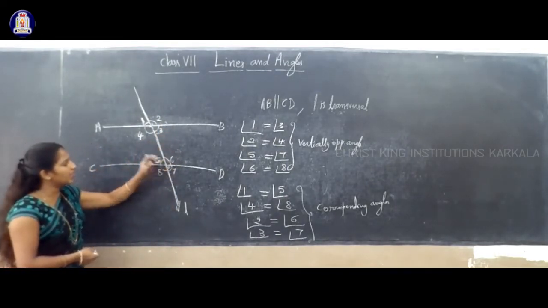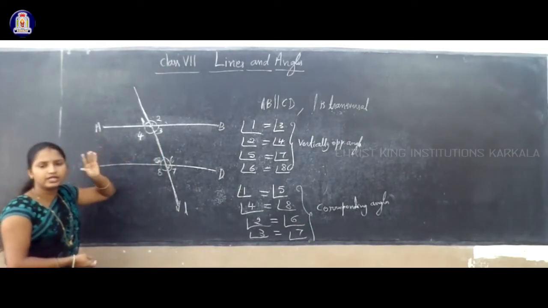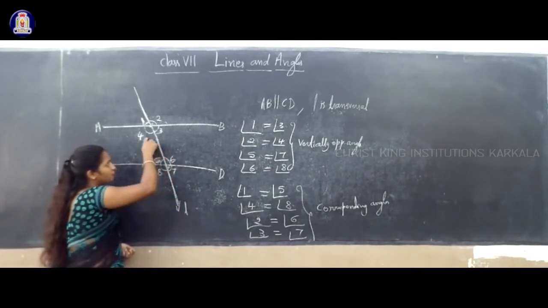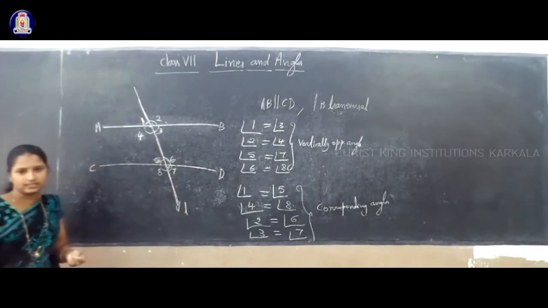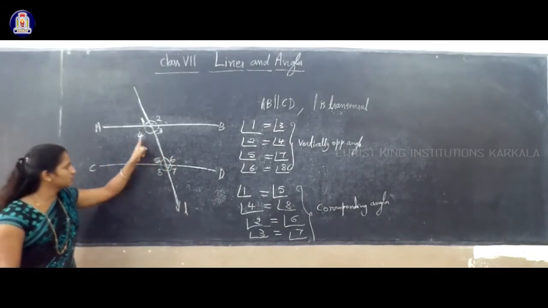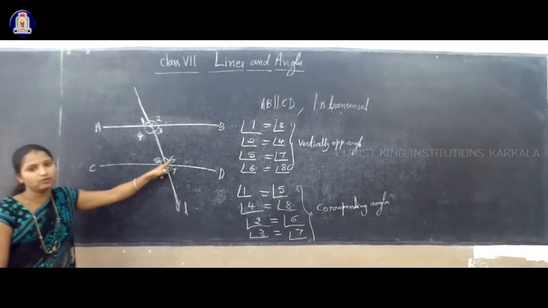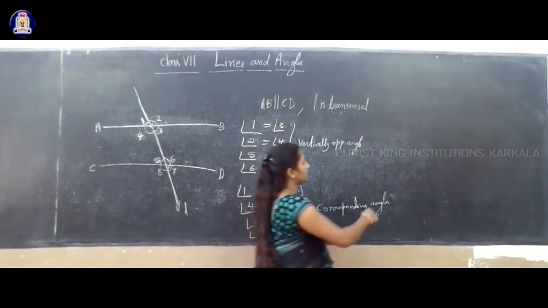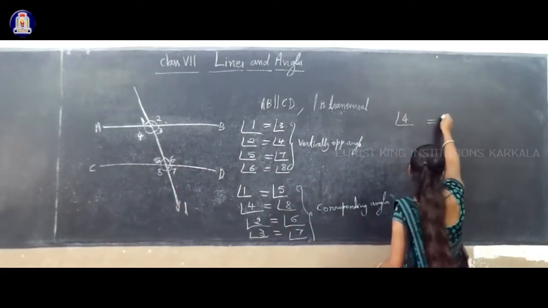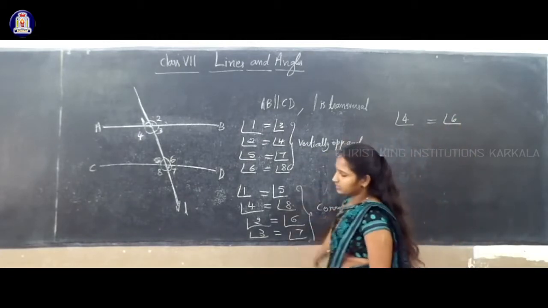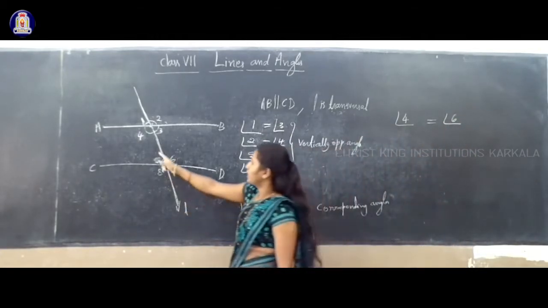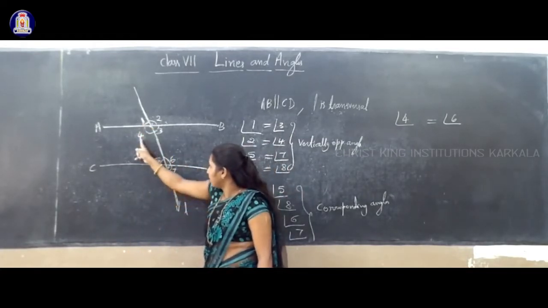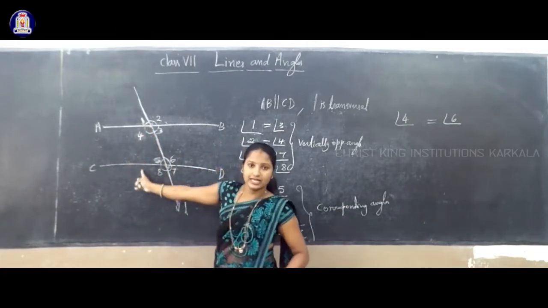Here, there are 4 interior angles, but alternate interior angles are equal. So angle 4 is equal to angle 6. These two angles are alternate interior angles. Clear? So we write now angle 4 is equal to angle 6, always, because they are alternate interior angles. Between these angles there is a transversal, right? So L is a transversal.